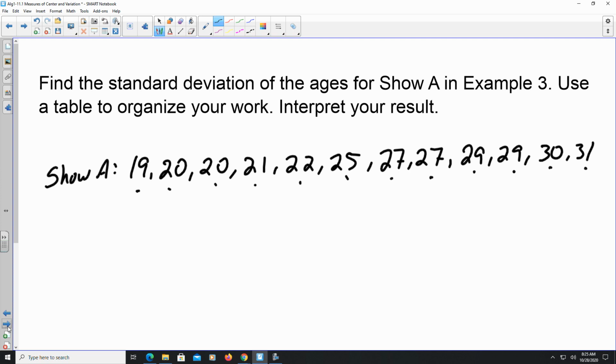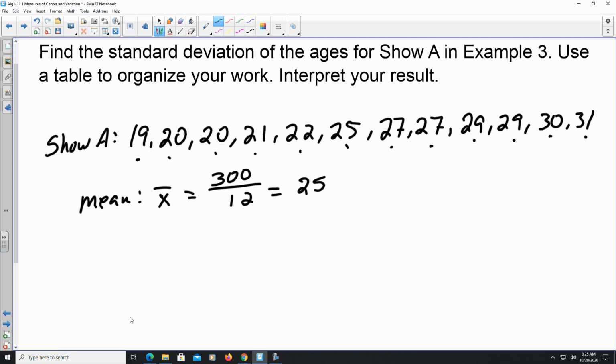All right, good. So we got to find the mean first. To find the mean, add all these up. When you add them all up, our mean is going to be 300 divided by 12, which equals 25. So my mean age of show A is 25 years old. Okay, so to find the standard deviation, what we're going to do here, that's simple.